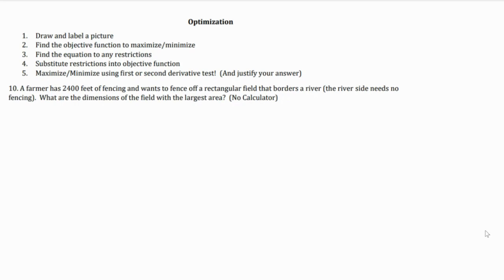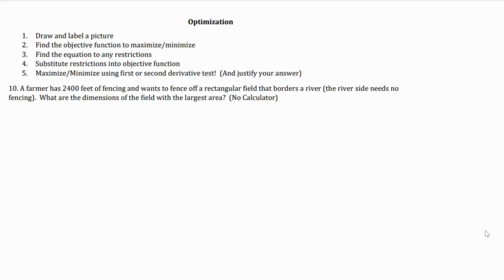Your objective is what you are trying to do. Are you trying to maximize something, or are you trying to minimize something? Find what your restrictions are, and then you're going to substitute and then use the first or second derivative test. So use your notes as you solve optimization problems and follow these steps until you know what the steps are without having to look.